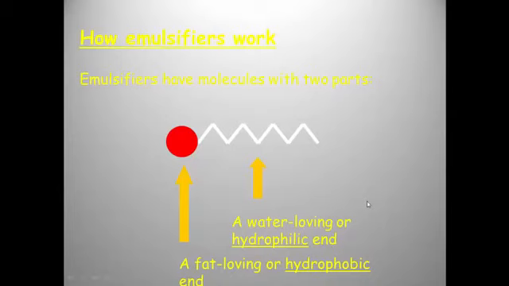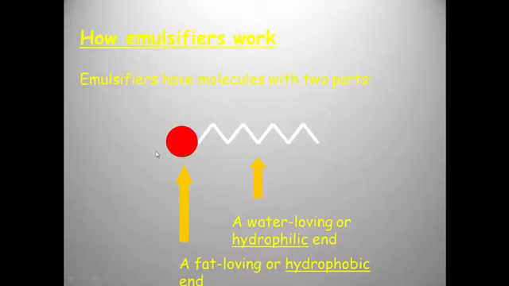Now emulsifiers, this isn't very clear, but emulsifiers, like I've already told you, allow water and oil to mix. Water and oil normally don't mix, so that's why you add the emulsifier. And an emulsifier is made up of two parts: a head and a tail.